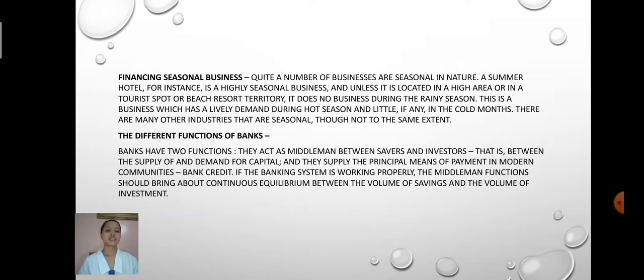The different functions of banks. Banks have two functions. They act as middlemen between savers and investors, that is, between the supply of and demand for capital, and they supply the principal means of payment in modern communities, bank credit. If the banking system is working properly, the middleman function should bring about continuous equilibrium between the volume of saving and the volume of investment.